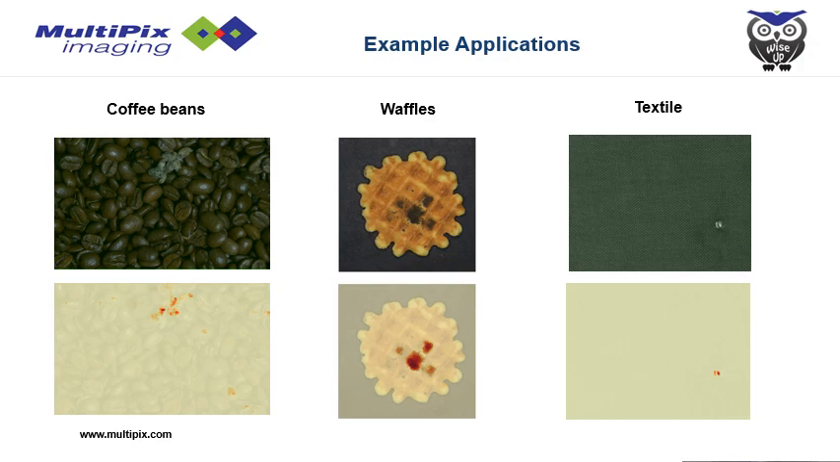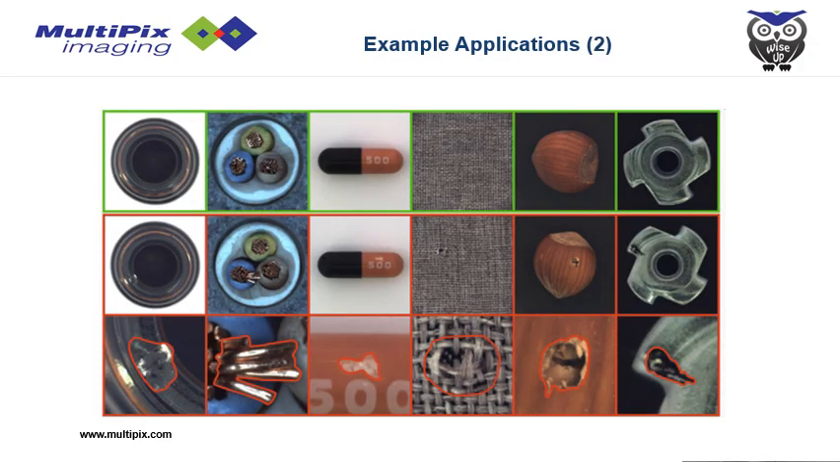With the waffle, we've got some colour variation, but I don't think it's just that we're highlighting here. The texture of the waffle has also changed. And then on the right hand side, we've got a textile material, and of course it's very difficult to pick out any defects in a very fine weave textile. So it's another great example of where this kind of algorithm can be well used.